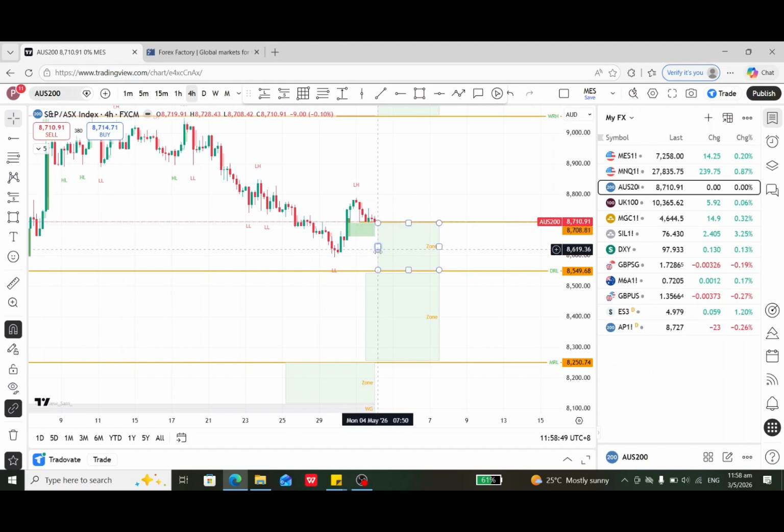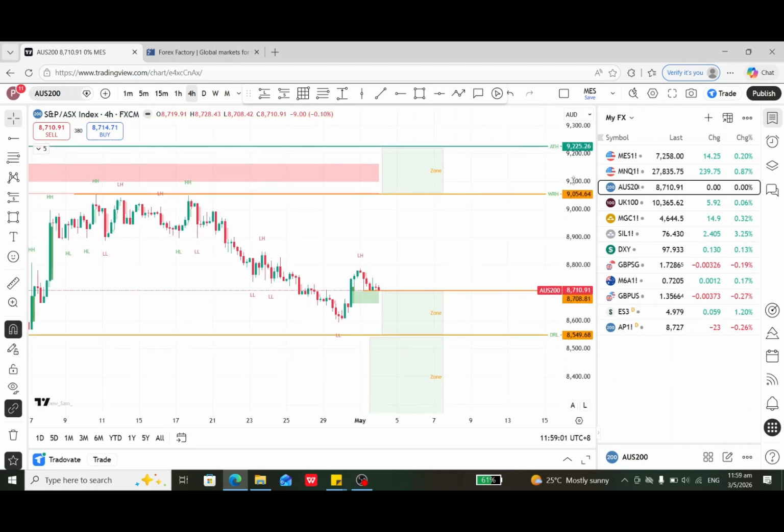So after the news, maybe Tuesday or Wednesday, if the market really closes inside this zone, I will go in and find the sell setup for Aussie 200. Okay, so this is for Aussie 200.